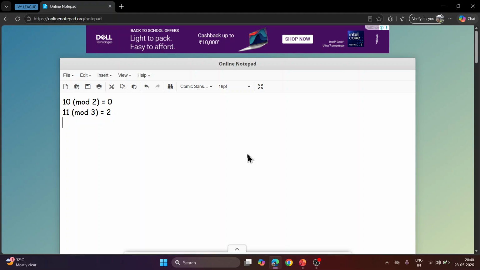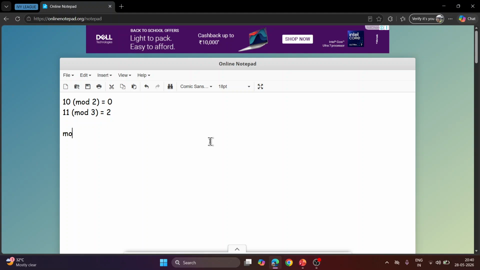So first of all, 10 mod 2 is equal to 0 because the remainder when you divide 10 by 2 is 0. Now 11 mod 3 is 2 because when you divide 11 by 3, you'll get the remainder 2. That's all about the concepts in modular arithmetic. We just have some fancy formulas, but I'll teach you some tricks for IMO.